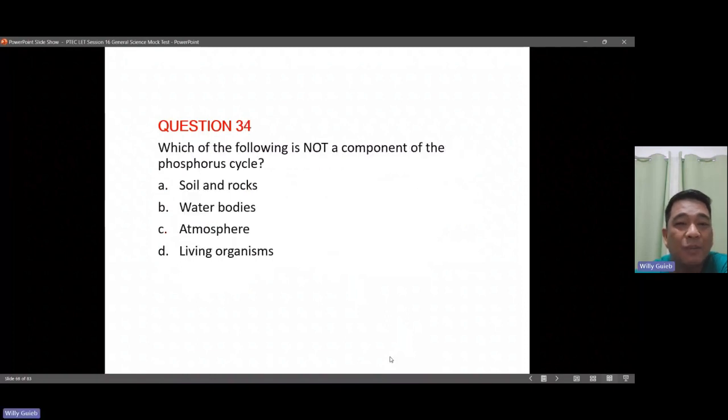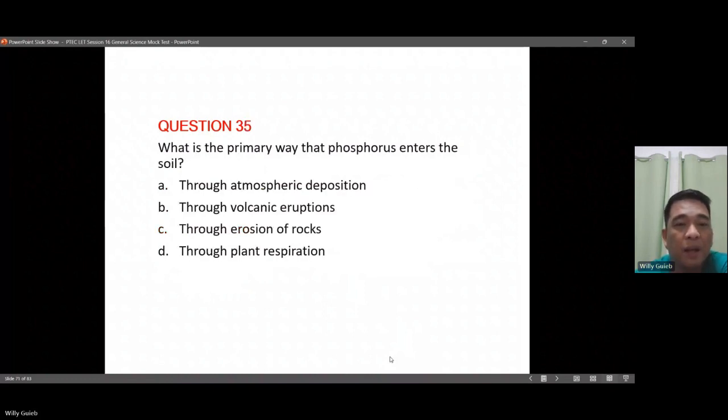Which of the following is not a component of the phosphorus cycle? Soil and rocks, water bodies, atmosphere, or the living organisms? It's the atmosphere. Soil and rocks, andyan ang phosphorus. Water bodies will carry itong mga soil and rocks na to, kasama na yung mga different sediments containing phosphorus into the different landforms. And ganun din, if this phosphorus will be absorbed by the living organisms, they too will be part of the process of the cycle.